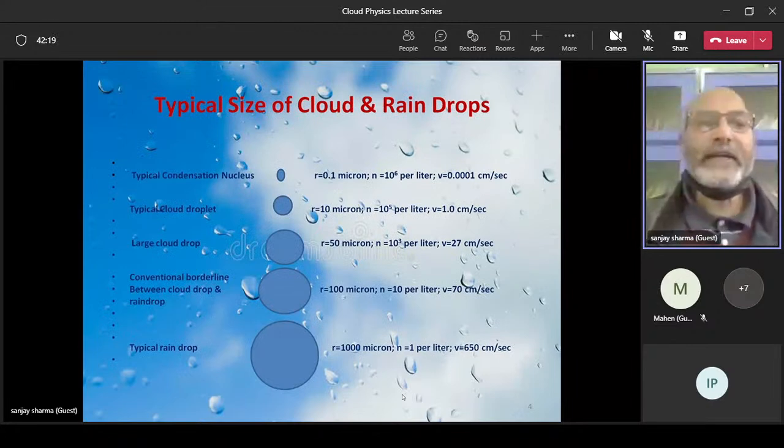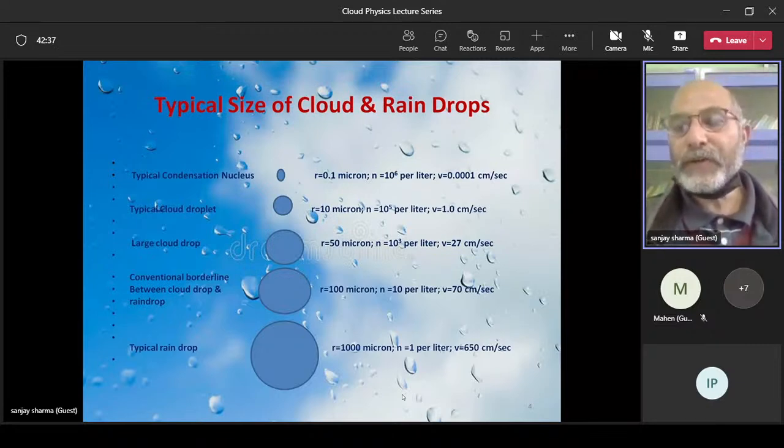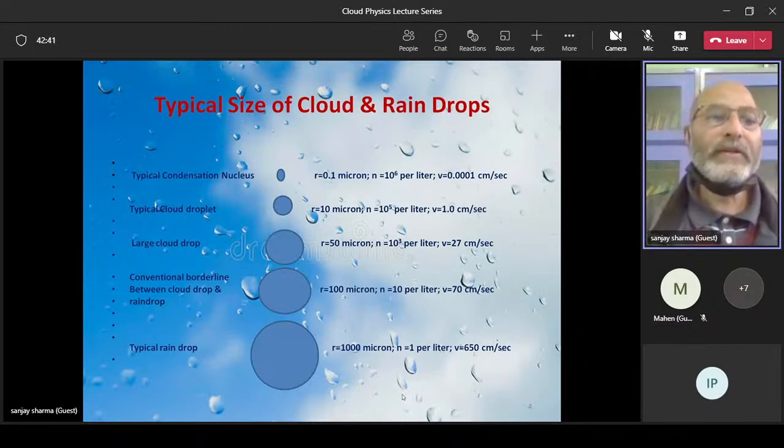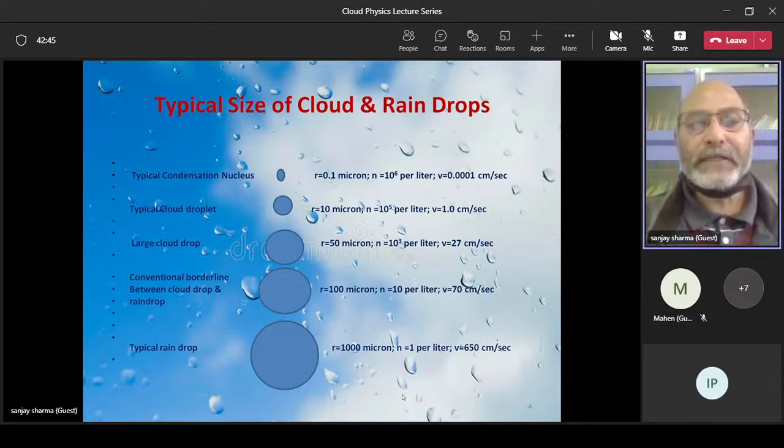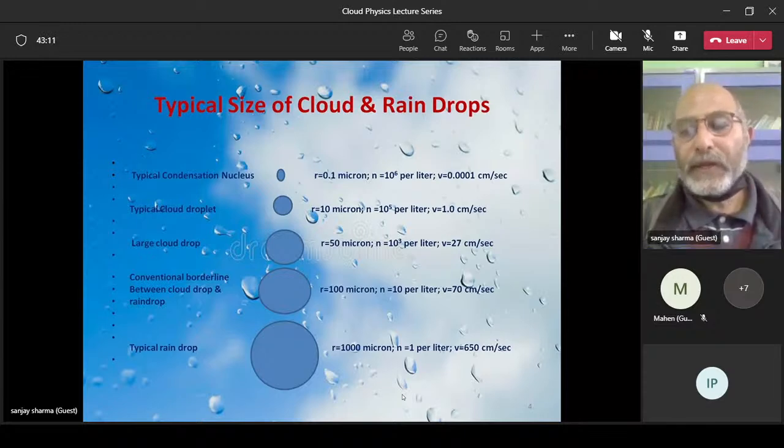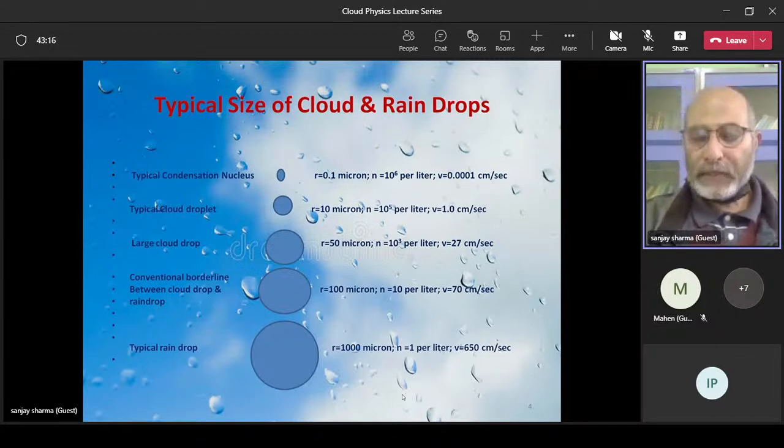Now to begin with, first let's understand the typical size of cloud and raindrops. The whole process starts with the condensation nuclei, which is in the approximate range of around 0.1 micron, and its velocity is very, very less. It is a more or less floating nuclei. Then a typical cloud droplet is around 10 micron radius. Large cloud drops come out around 50 microns. The borderline between cloud drop and raindrop is around 100 microns, which acquires a velocity around 70 centimeter per second. Then typical raindrops start from 1 micron and their velocity is around 650 centimeter per second. So this is the typical size of the cloud and raindrops.